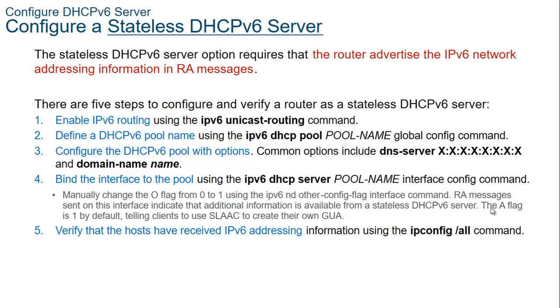Once you have done that, you want to bind the interface to the pool. Here, the router interface that will be handling the request from devices for IP addresses will be bound to the pool. Once we have done that, we can verify that the hosts have received IP version 6 addressing.